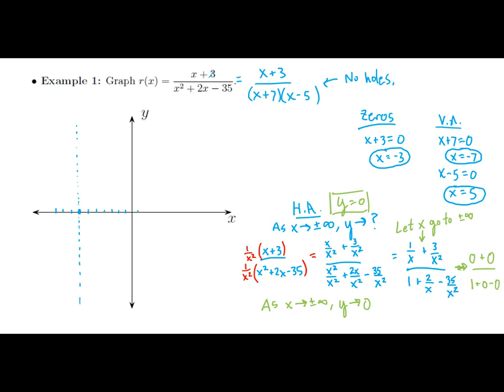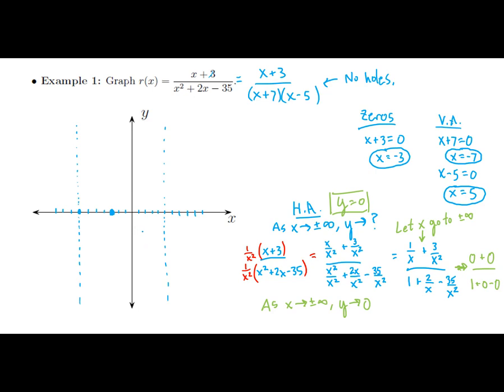And then we're also going to make tick marks over here. And there's 5, so we'll put a vertical asymptote there. And then we have a 0 at -3, so that puts us with a 0 right there. Okay.